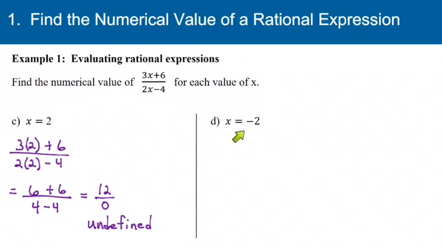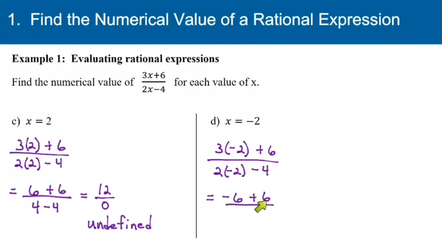And now let's substitute in part D, x equals negative 2. So we'll put negative 2 in for each value of the variable. And now in the top, 3 times negative 2 is negative 6. So we have negative 6 plus 6 for the top. And in the bottom, 2 times negative 2 is negative 4. So we have negative 4 minus 4 for the bottom. Now, in the top, negative 6 plus 6 is 0. In the bottom, negative 4 minus 4 is negative 8.